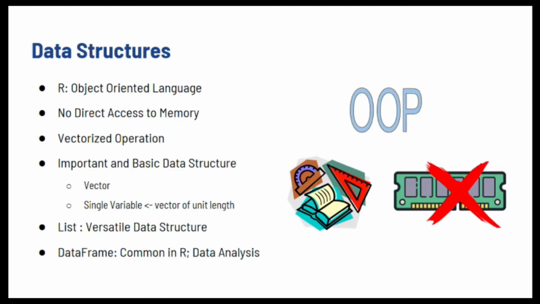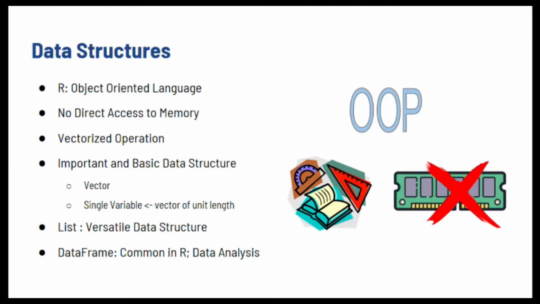R does not provide programmers direct access to memory, and all data must be accessed via symbols or variables that refer to objects. Since vectorized operation is an important aspect of R, R does not have any scalars. The most basic data structure is a vector, which is a sequence of data items. Thus, a single integer value is treated as an integer vector of unit length.